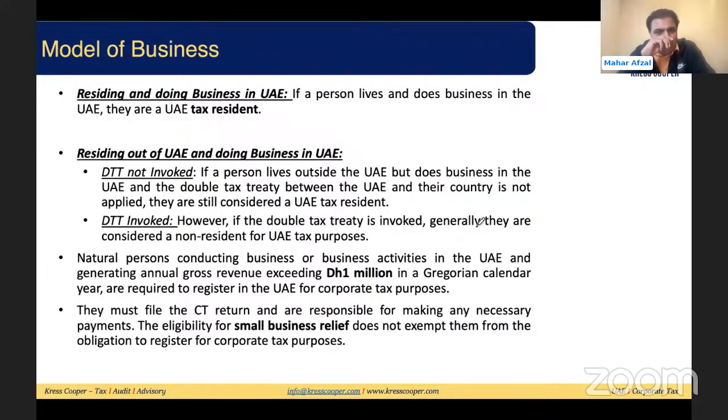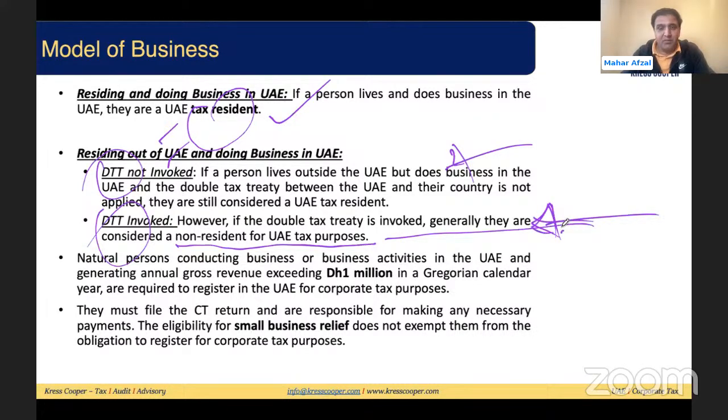A person residing and doing business in the UAE, as we have already discussed, will be considered a tax resident. If residing outside the UAE, then either a double tax treaty exists or it doesn't. If it doesn't exist, then still they will be resident. If a double tax treaty exists, generally, though this is not a hard and fast principle, such persons are considered non-resident for UAE corporate tax purposes. But still, for whatever business they have in the UAE, they will be liable to pay tax on that business. So a natural person conducting business or business activity in the UAE generating annual revenue of more than 1 million in a Gregorian calendar year is required to register under UAE corporate tax law, as we already discussed. They must file the CT return and are responsible for making any necessary payments.